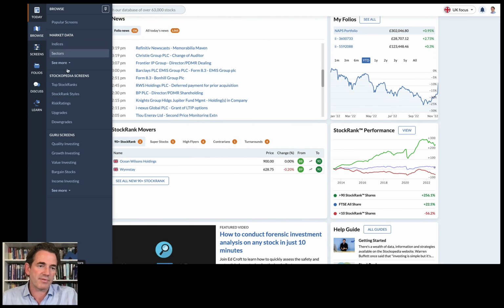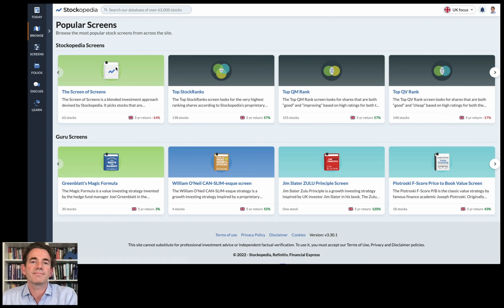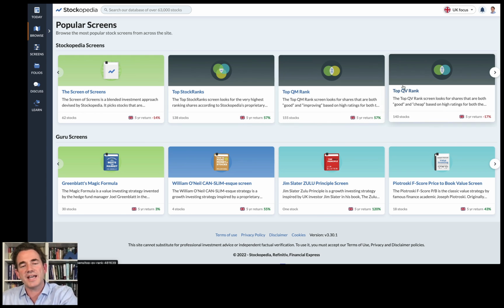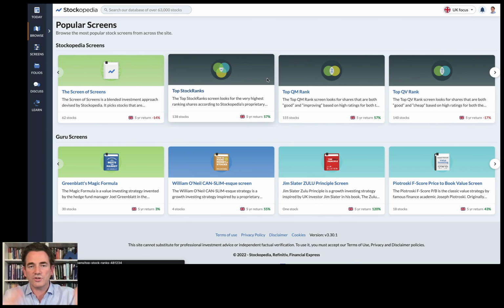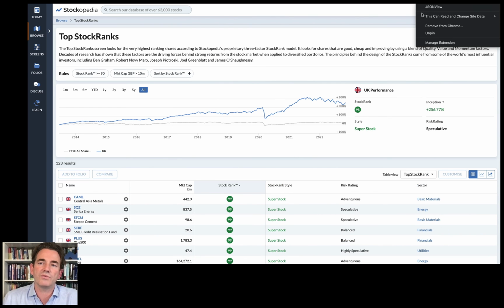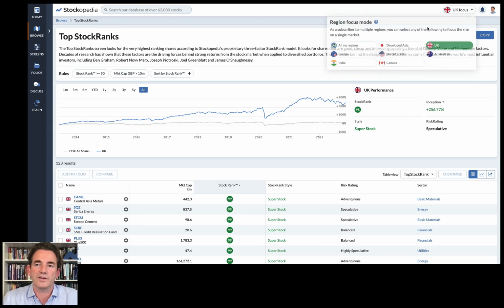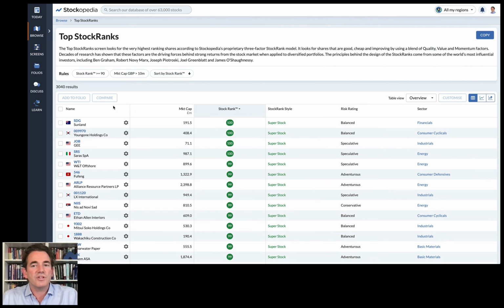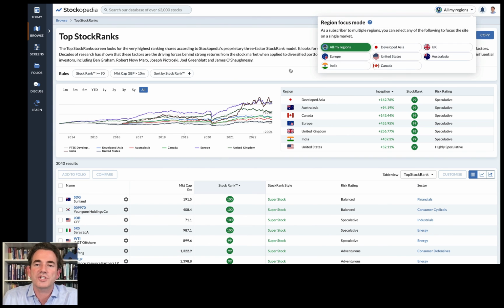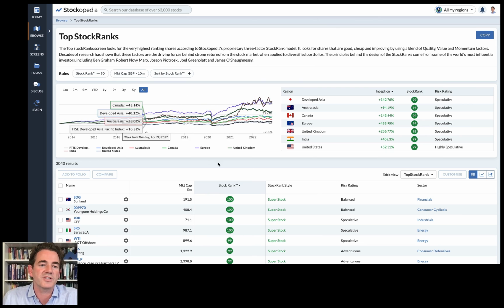Also in the browse section, you'll see lots of popular screens, which includes our top ranked shares. If I show you top stock ranked shares, these are in a whole range of different market environments. You can look at the US, UK, Australia, etc. And I can look at the whole world. Why not? You can normally get a performance chart or performance charts across all the different regions.